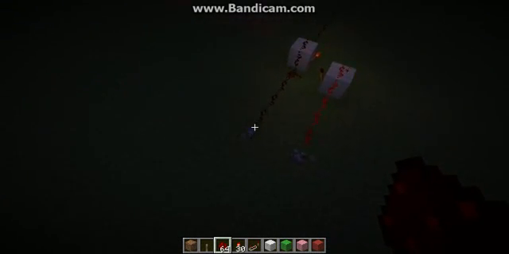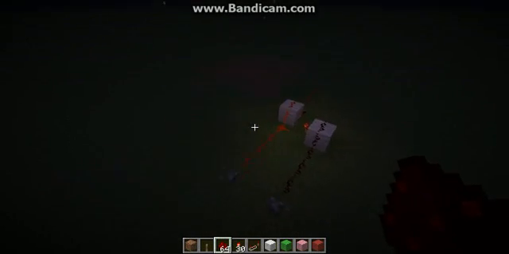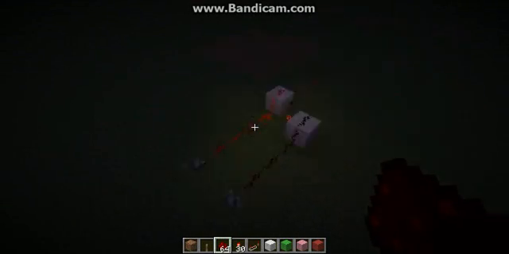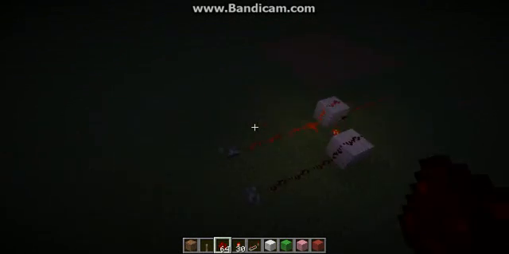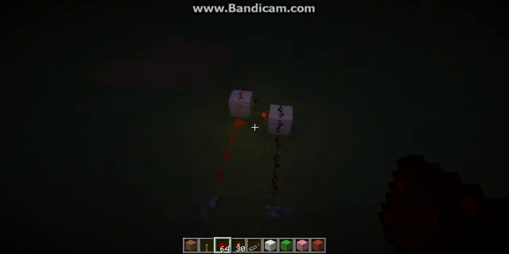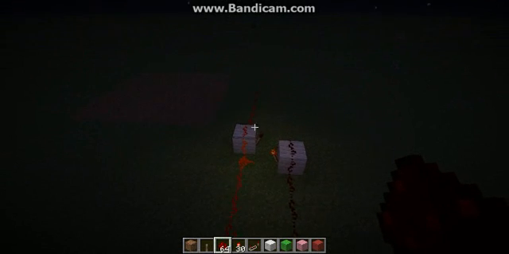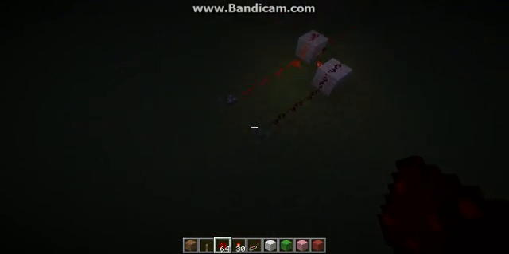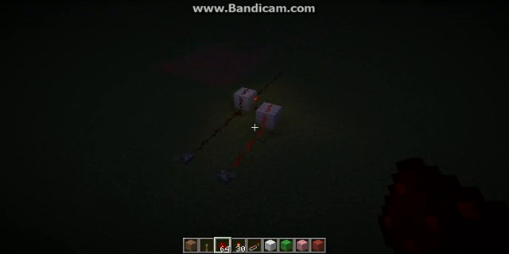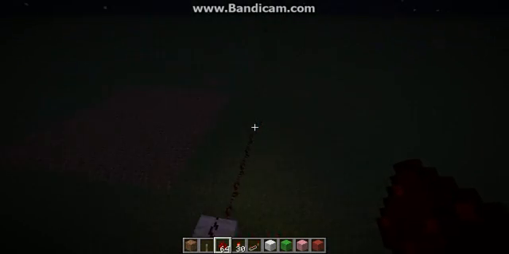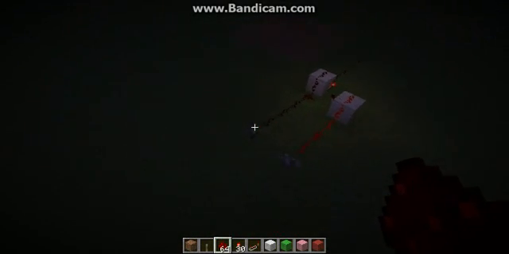This lever here could be considered the set input. When a redstone signal is sent, even for a tiny amount of time, it sets the output. It makes it turn on. And the output stays on. When a redstone signal is sent to the reset input, then the output is reset and it is turned off.